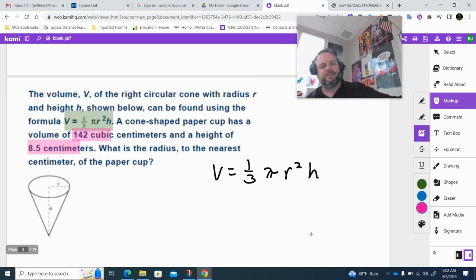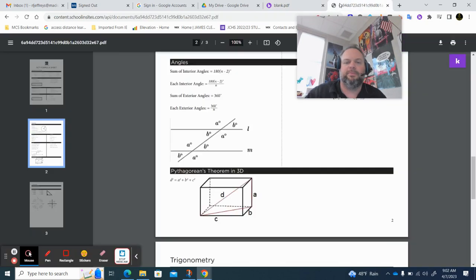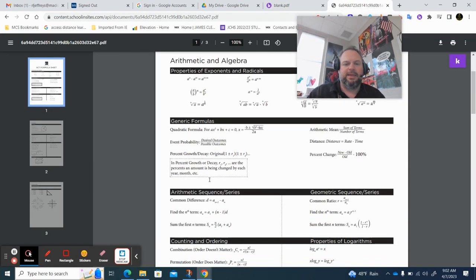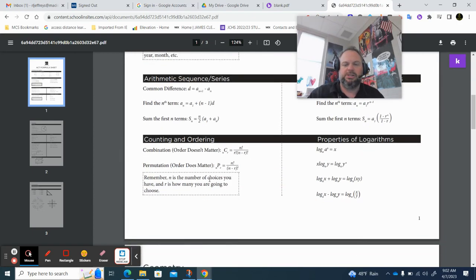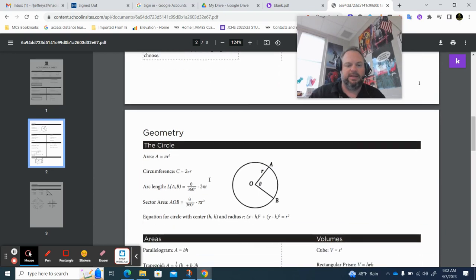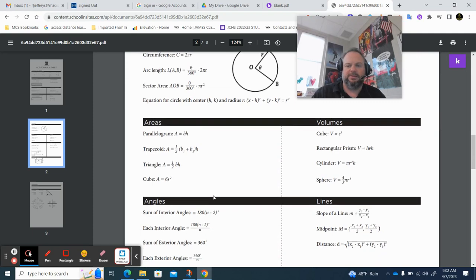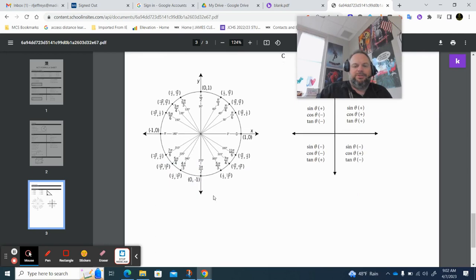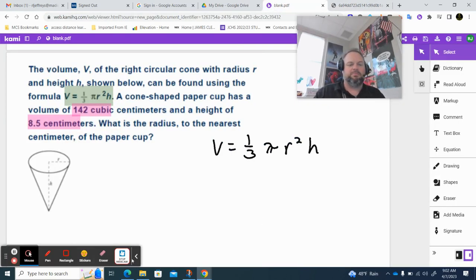And it says, what's the radius to the nearest centimeter of a cup? Well, usually for pi, a lot of people are like, well, what do we use? This is actually the sheet that you would have in all this kind of stuff. It will give you all these formulas, and we're coming back to look at this later. If you just use 3.14 as pi, you're going to get pretty close.